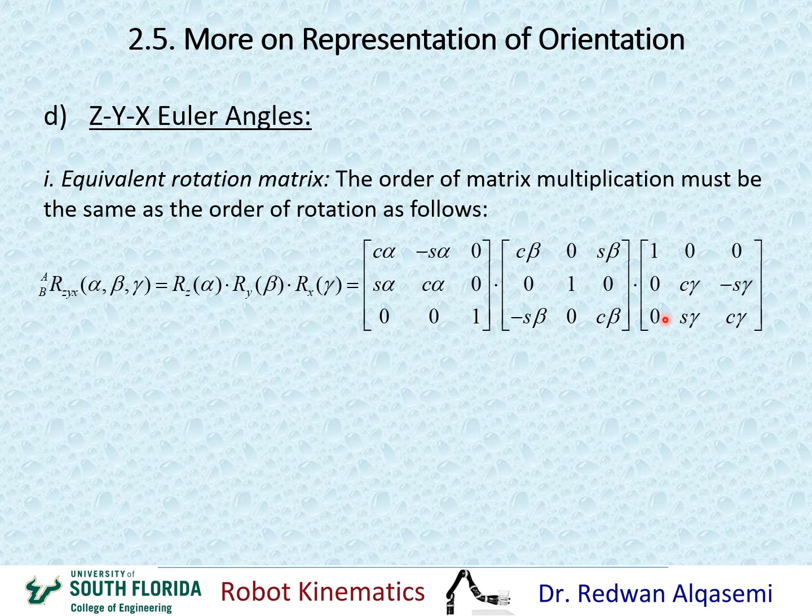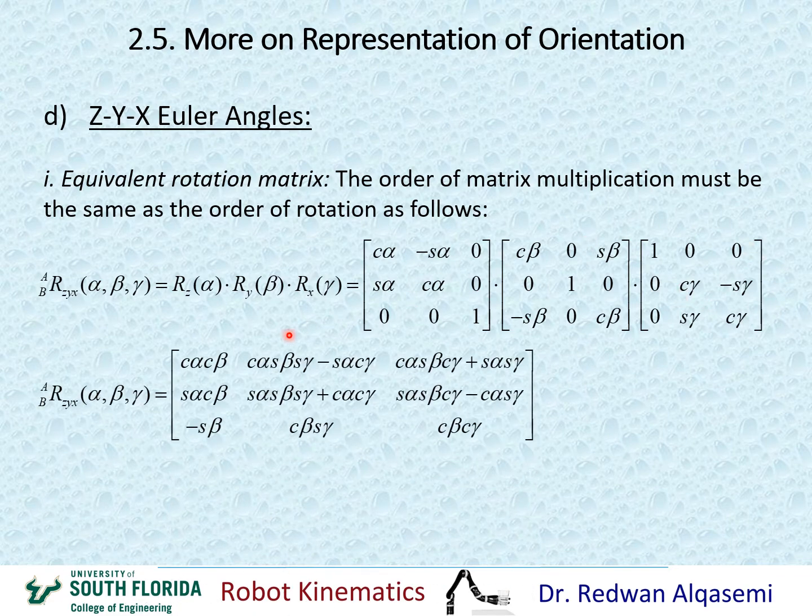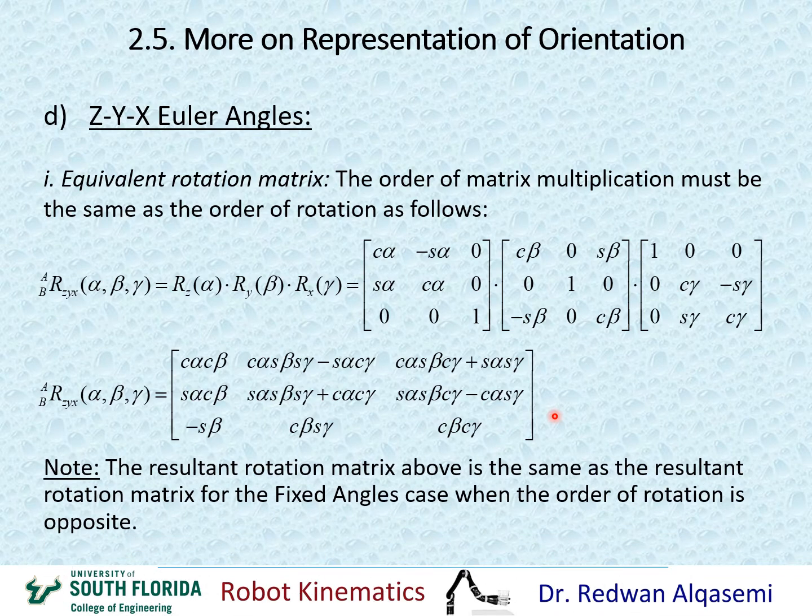If we multiply these three matrices together, then we can come up with the equivalent rotation matrix. If you look here, all the variables are the three independent variables, which are alpha, beta, and gamma. All 9 elements of this rotation matrix are functions of alpha or beta or gamma, or a combination of these variables. Okay?